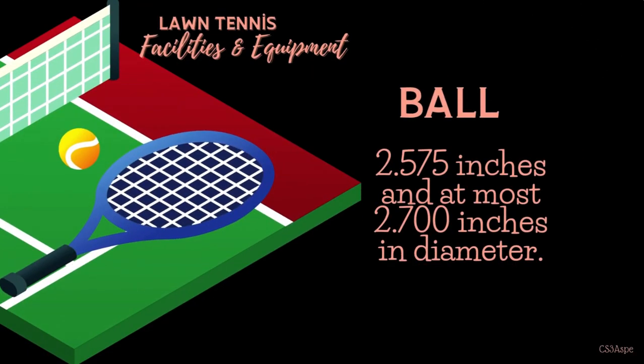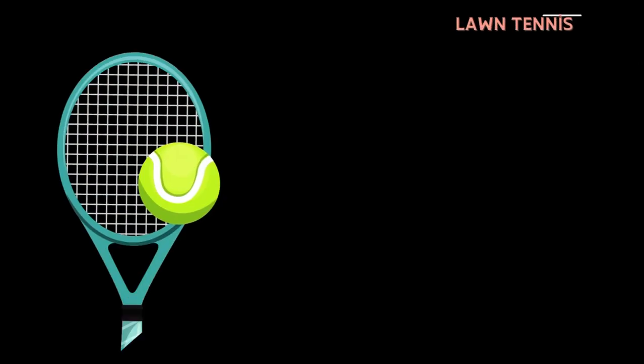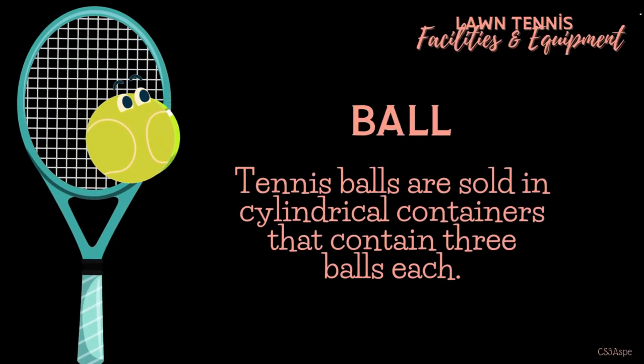The official diameter of a tennis ball, as defined by the International Tennis Federation, is at least 2.57 inches and at most 2.700 inches. Tennis balls are sold in cylindrical containers that contain 3 balls each.